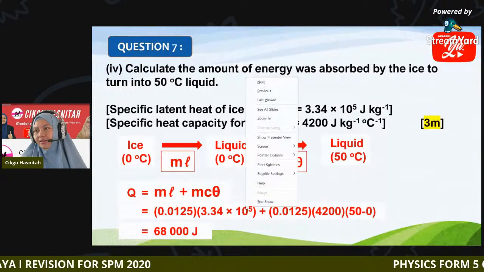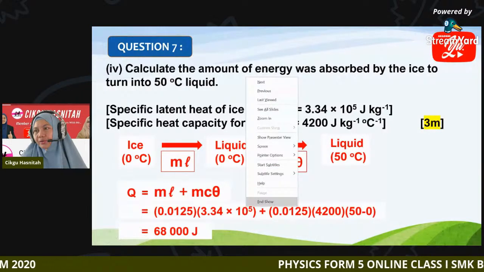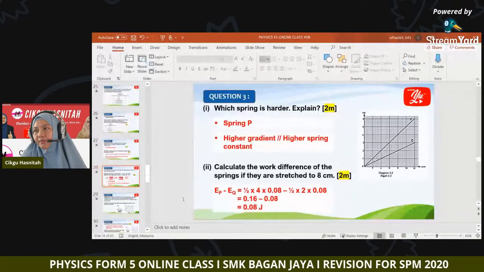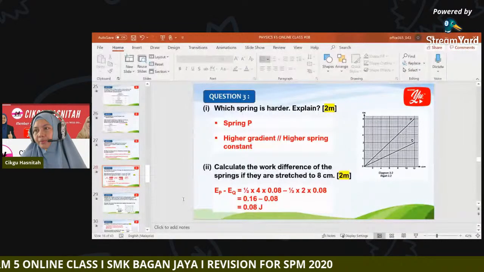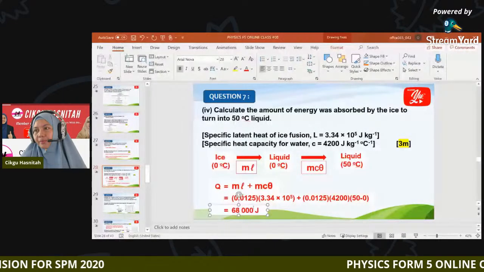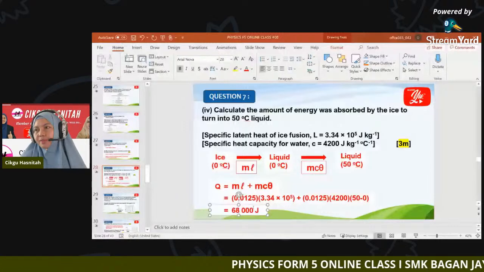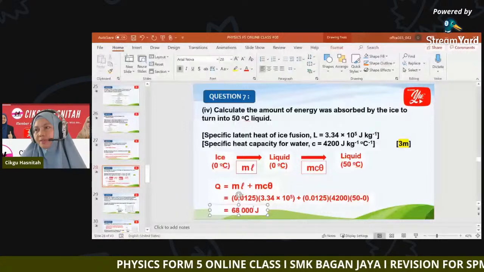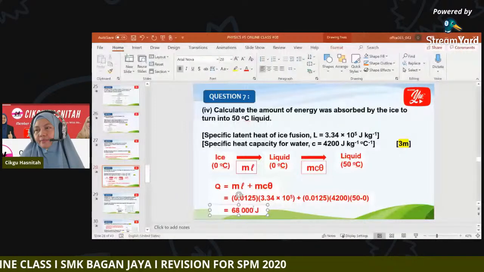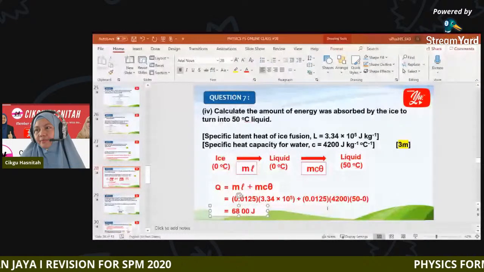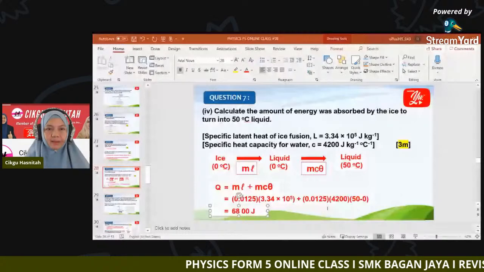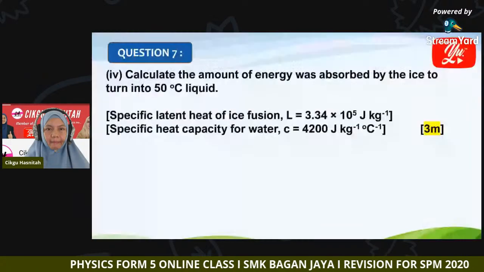Okay, so I do a correction here first. It's supposed to be 6,800 joule only, not 68,000. All right. Okay, so I have corrected the value. So it is 6,800 joule. Thank you for the correction, Vinci.